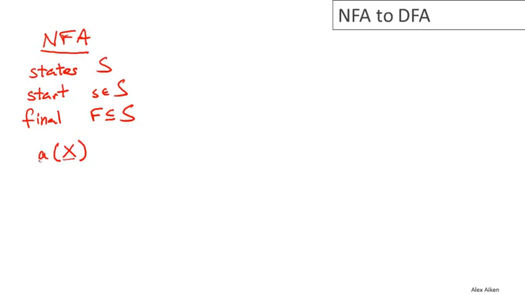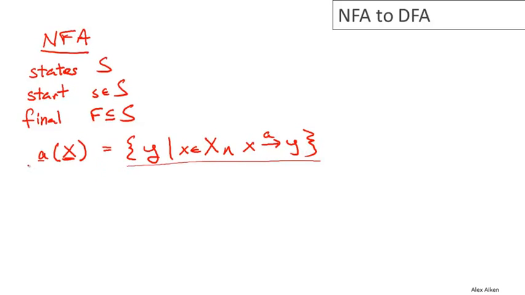So X here is a set of states, and A is a character in the input language. So A of X is equal to those states Y, such that there is some little x, a single state in the set of states X, such that there's a transition from x to Y on input A. Okay? So this is just a way of giving the transition function at the set level. It says for a given set of states X, show me all the states that you can reach on input A.